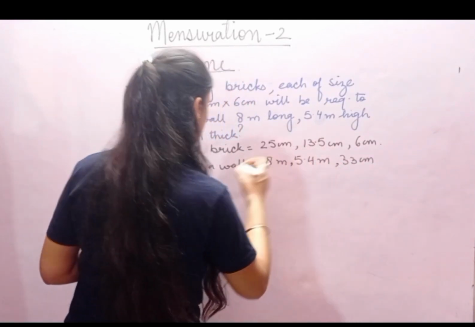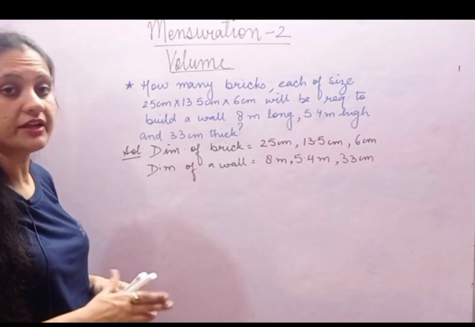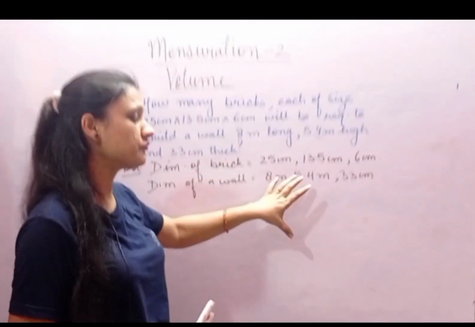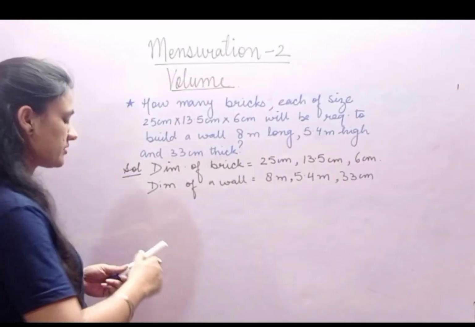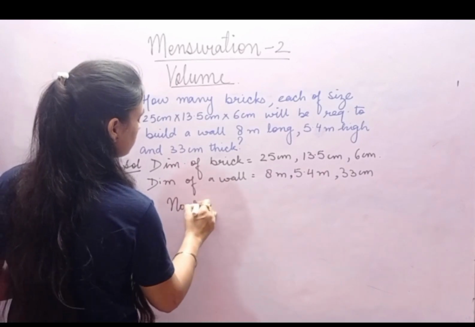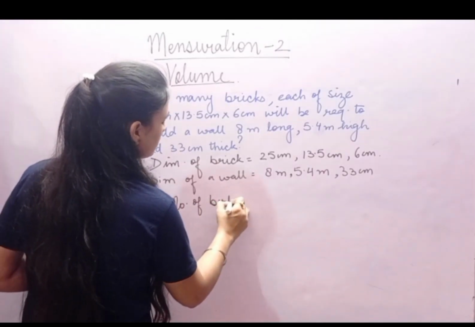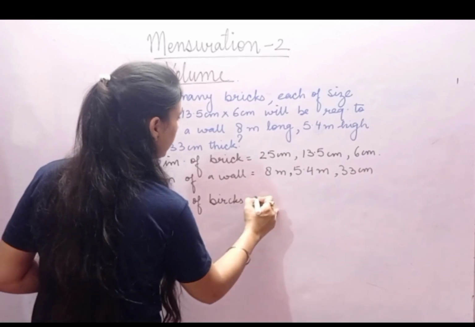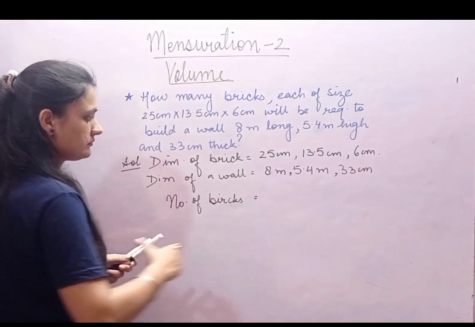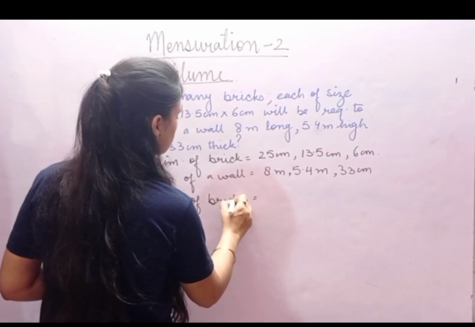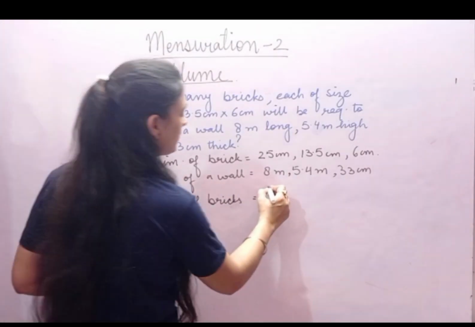Why am I asking you to mention the dimensions? Because when you write, you will come to know that they are in different units, so we have to convert them into the same unit. To find the number of bricks, you need to find the volume, right? So you have to write down both the formulas. Formulas are very important to mention here.